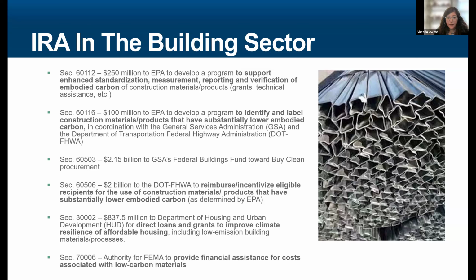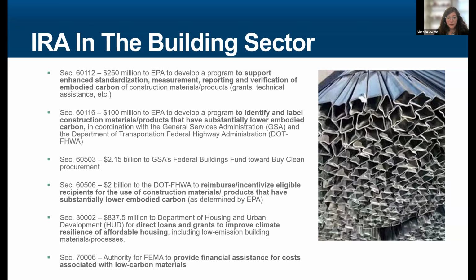Then we have Section 60506, which is another about $2 billion to the DOT and Federal Highway Administration to directly reimburse or incentivize eligible recipients for the use of low embodied carbon materials in their construction projects. So again, funding set aside specifically for infrastructure projects by the DOT.